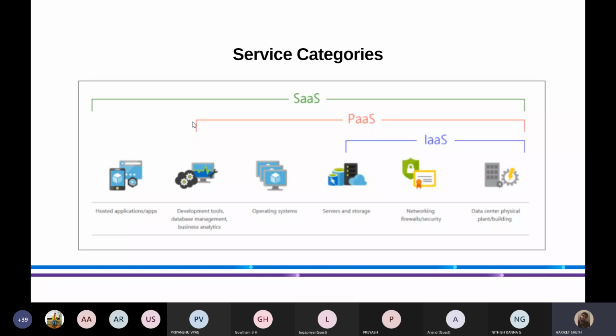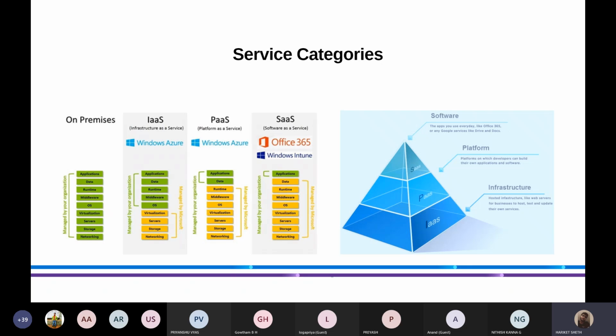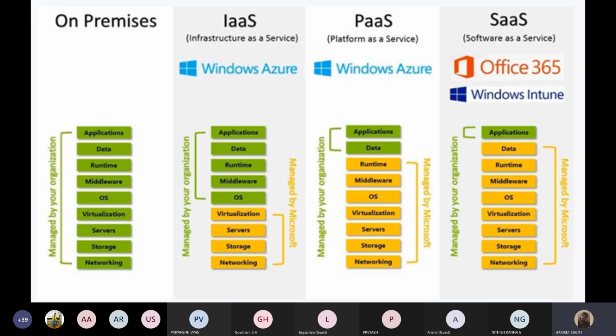And now coming to the service categories like SaaS, PaaS, and IaaS. These are the service categories provided in these scenarios, where, as you can see on the slide, you have hosted applications, deployment tools, and operating systems. All of these are catered inside these service categories, or services provided by different providers. So these are the service categories and examples, and this is a zoomed view of that chart.